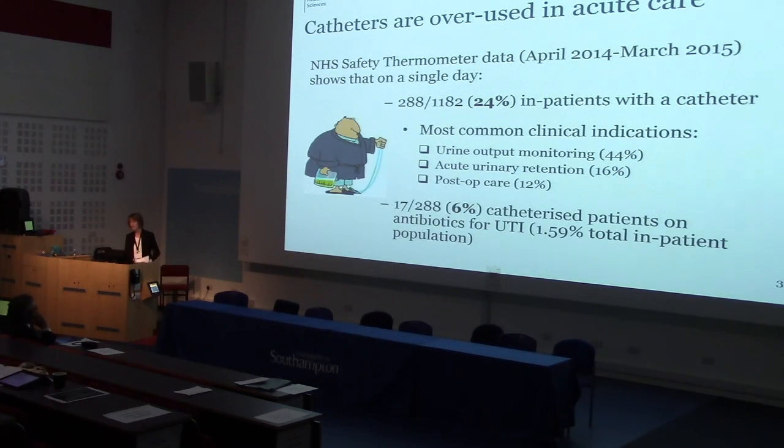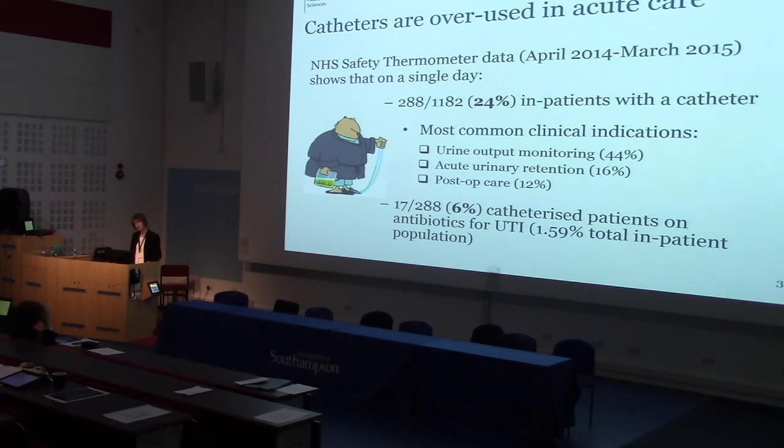We know that catheters are overused in acute care. In the hospital where I work, we do a point prevalence survey once a month as part of the NHS Safety Thermometer initiative. And this data tells us that on a single day, 1 in 4 patients has an indwelling catheter in place. These are the most common indications for catheters, and I'll come back to the first two shortly. We know that 6% of catheterised patients at any one time are on antibiotics for UTI.